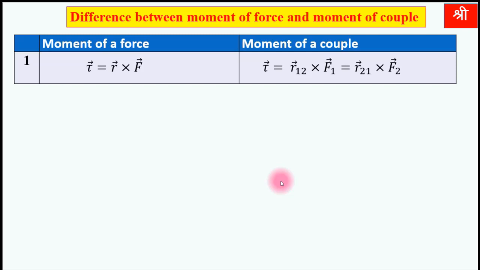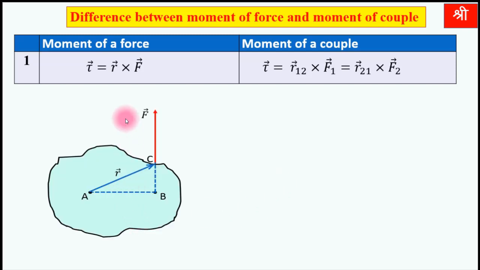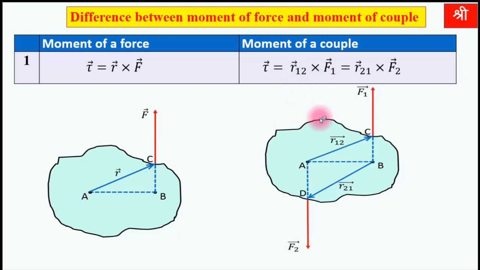See these figures. In case of moment of force, a single force is acting on a body and that rotates the body about an axis passing through some point, say E. In case of moment of couple, there are two forces like this, F1 and F2. Two forces are equal in magnitude and opposite in direction. So this is the first difference between moment of force and moment of couple.